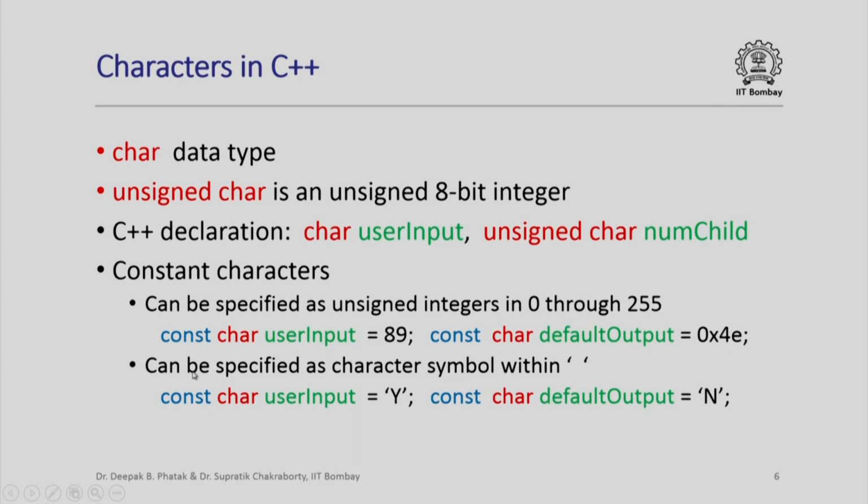Or constant characters can also be specified as a character symbol within single quotes. For example, I could say const char user input is Y, capital Y within single quotes, and const char default output is capital N within single quotes. It turns out that the decimal 89 is indeed the decimal code for uppercase Y, and hexadecimal 4E is indeed the code, the 8-bit unsigned integer code for uppercase N.